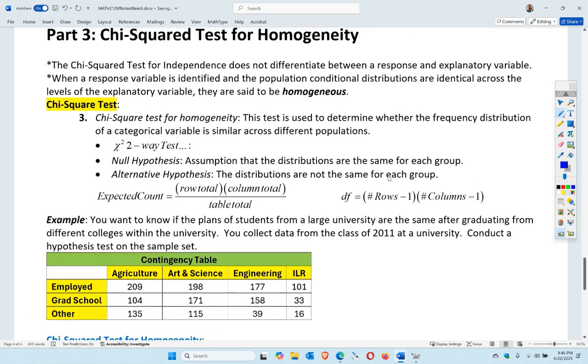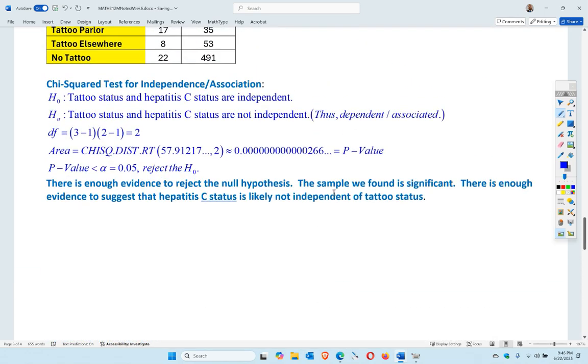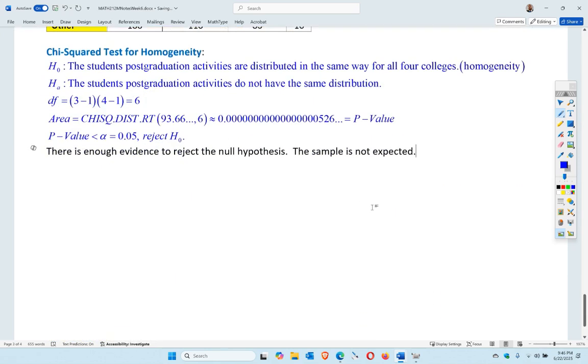Critical. What did I put? I forget what I put before. Significant. That's the better way to put it. Our sample is significant. Of course, it's not expected because you shouldn't expect to get one in that range, right?